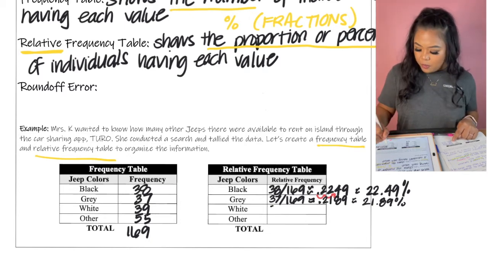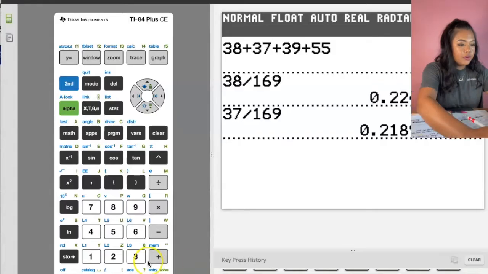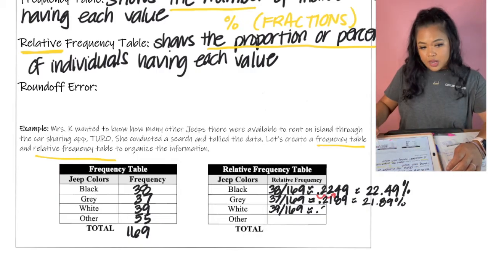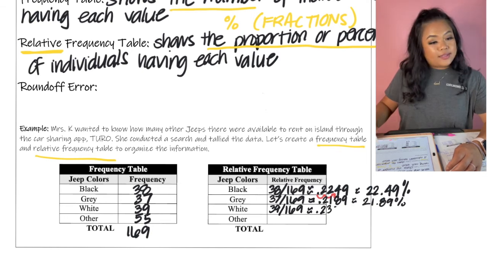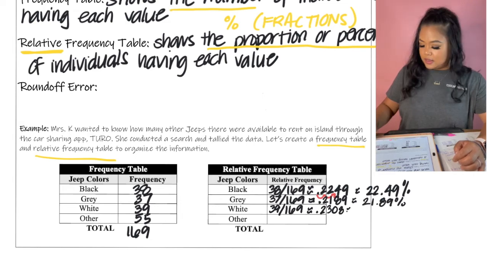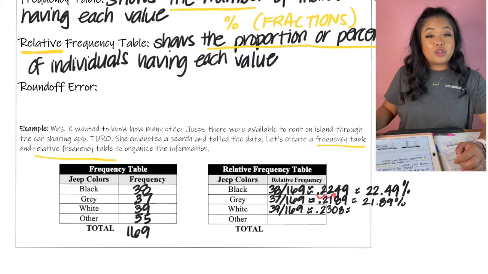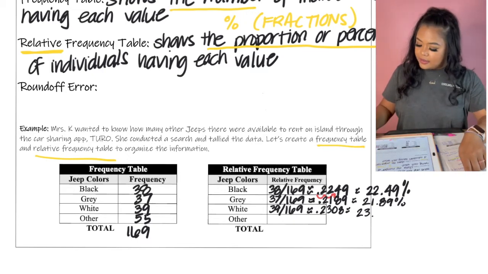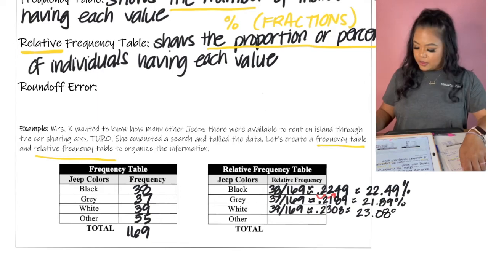For white, I hope you got 39 over 169. So 39 over 169 is going to be 0.2307. Does that turn into an 8 or stay as a 7? It turns into an 8 because the number after it is 6. That's 5 or greater. So to turn that into a percentage, you have to move the decimal 2 spaces to the right. That's going to make it 23.08%.